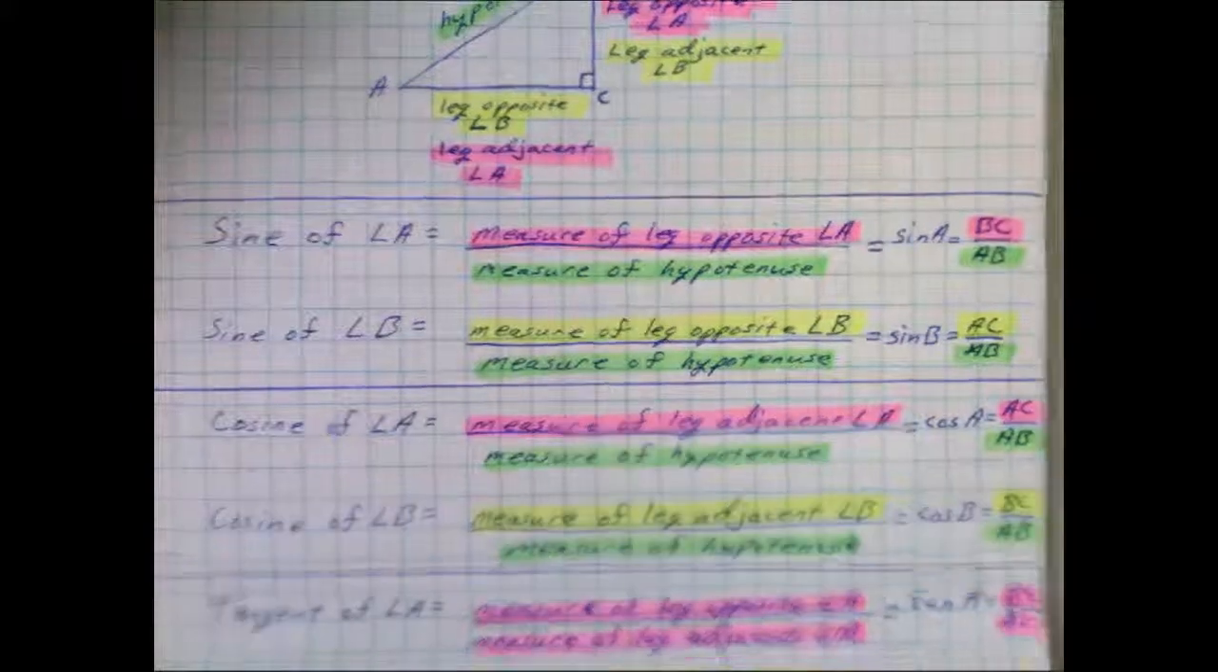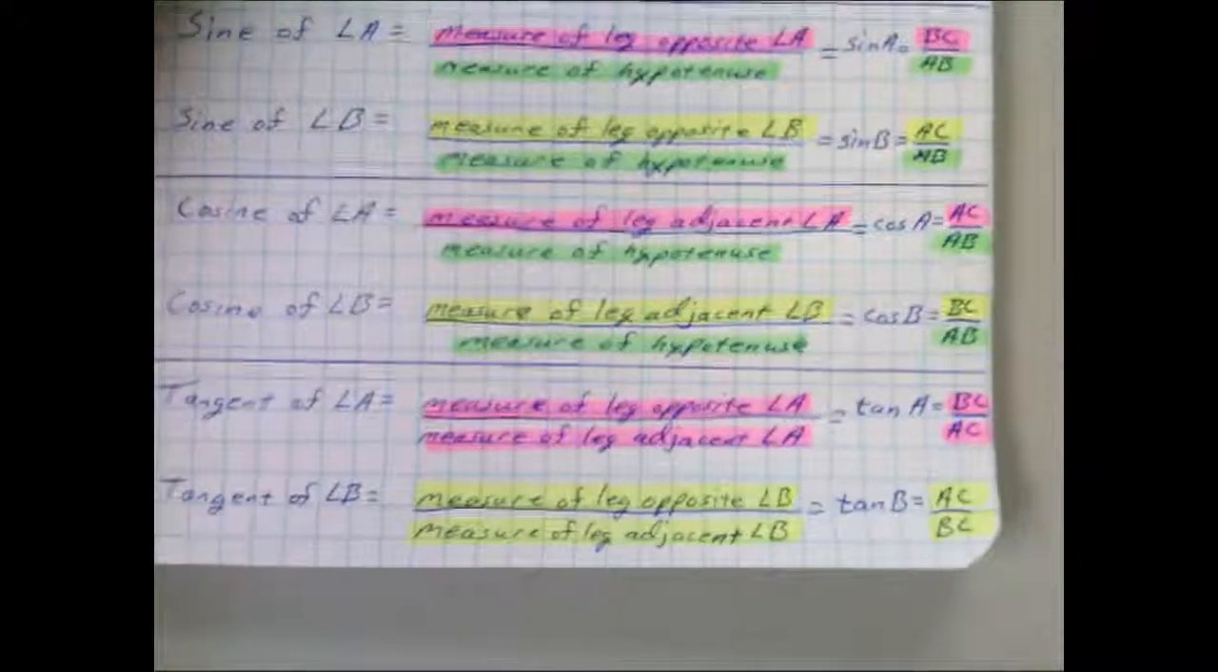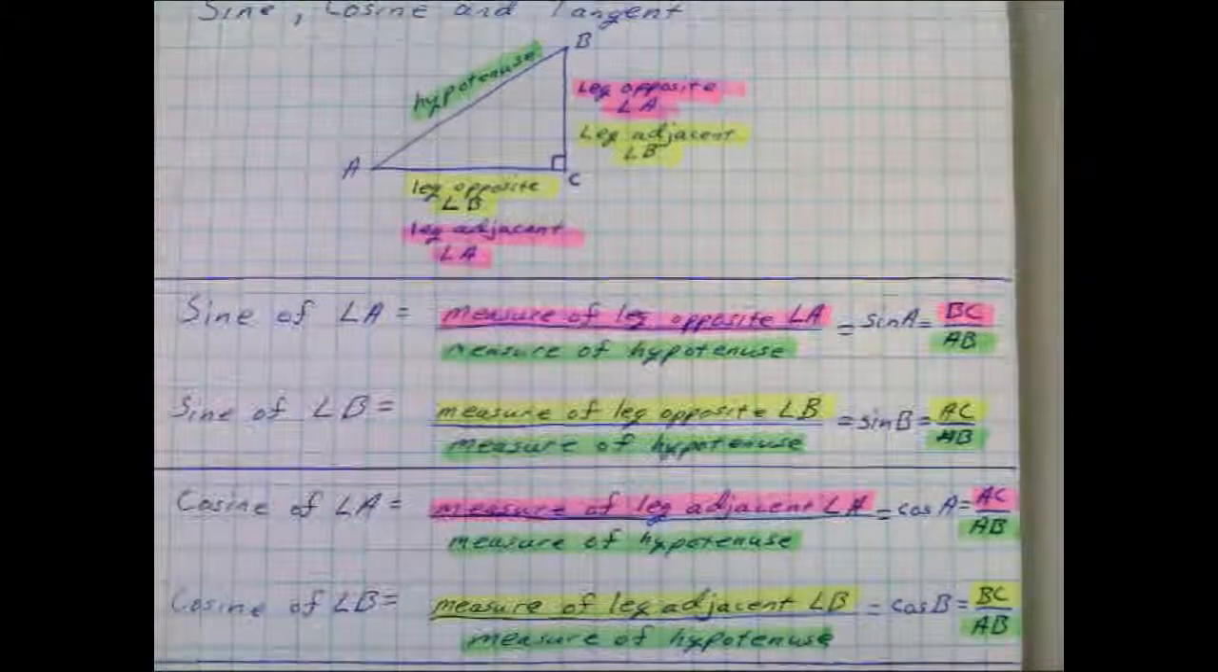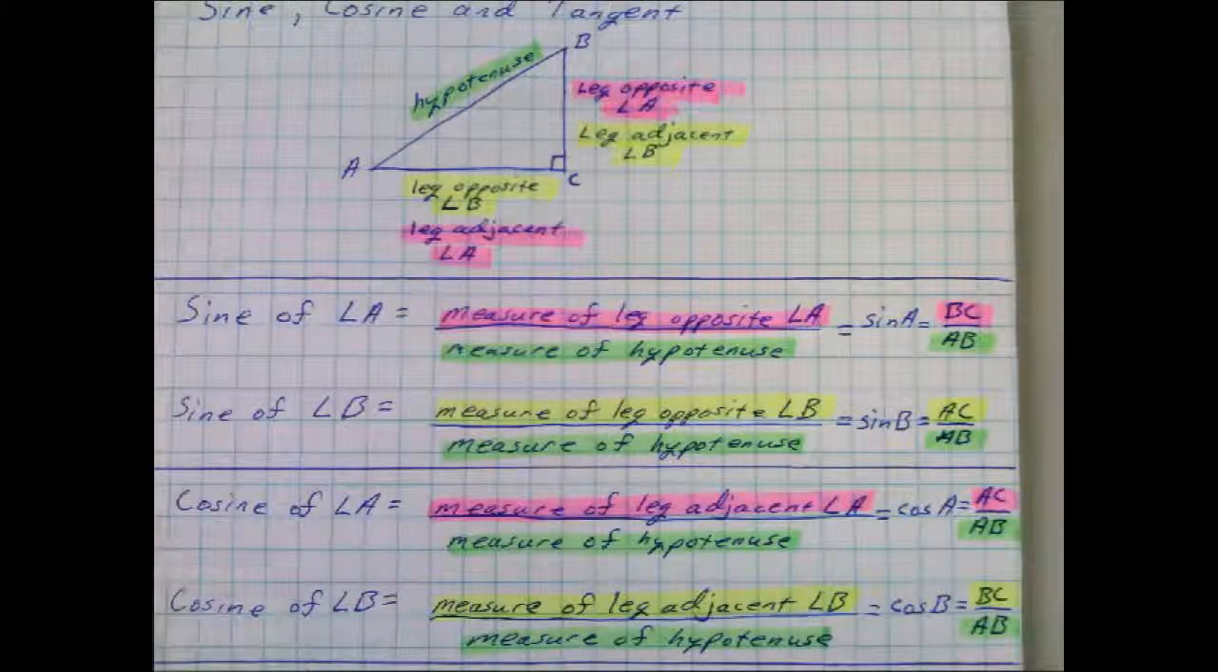Alright, so I have a little chart here for you. Move the camera down just a little bit, try to get all of that in at one time so you can see it. Alright, so we're looking here at our triangle. We're going to start with sine of angle A and sine of angle B.